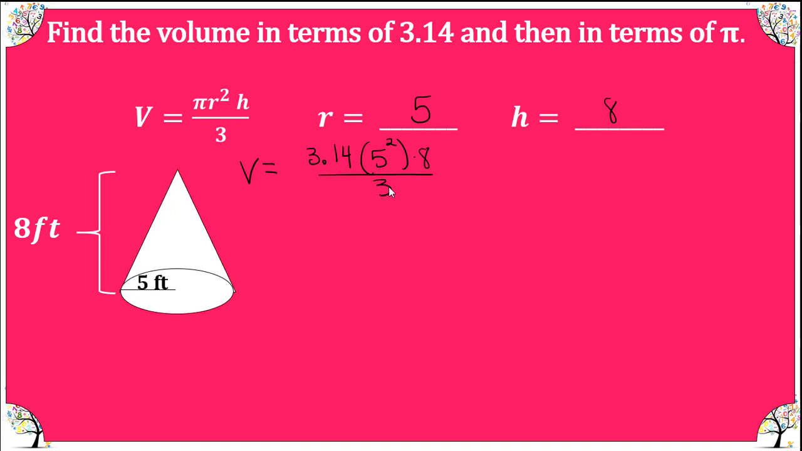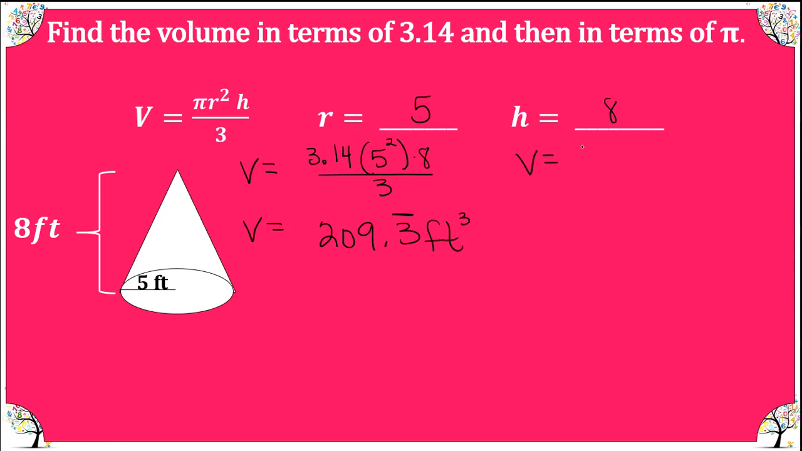And when we use the calculator, we're going to use 3.14, and we're not going to use the pi button. That way we can all stay on the same page. And then times 25 times 8 divided by 3, and this gives us a volume of 209 1/3. So I'm just going to put 3 repeating, and this is feet cubed.